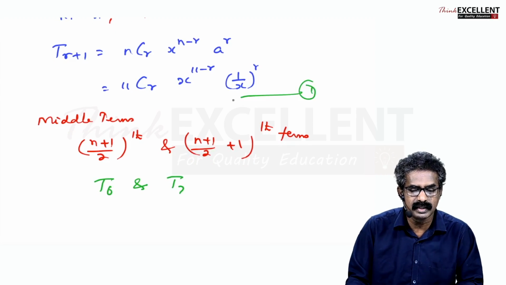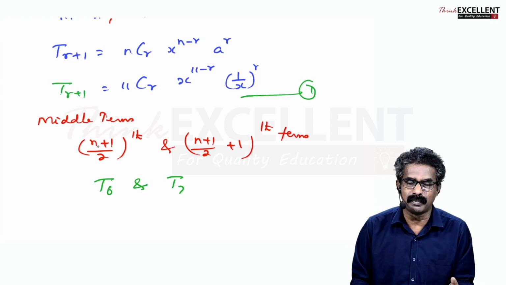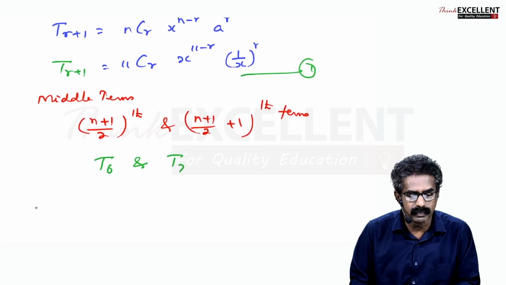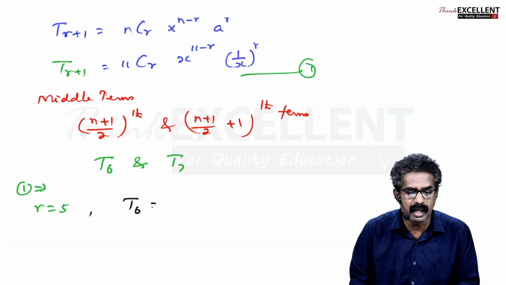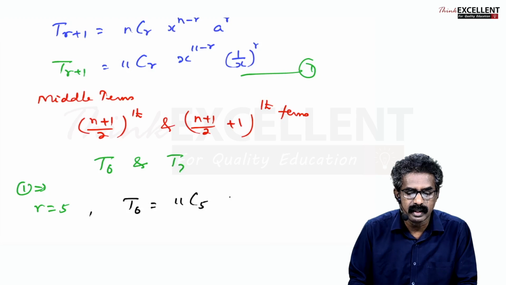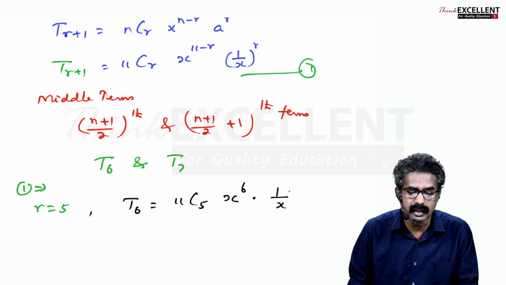So how can you find the 6th term? This is T(r+1), right? Just now we did how to find the 5th term: you put r equal to 4. For the 6th term, put r equal to 5. When r is equal to 5 in equation number 1, you will get T6. r equal to 5, so 11C5, right? 11C5, x raised to, r you are giving 5, so 11 minus 5, it is x^6 into 1 by x^5, because r is 5.